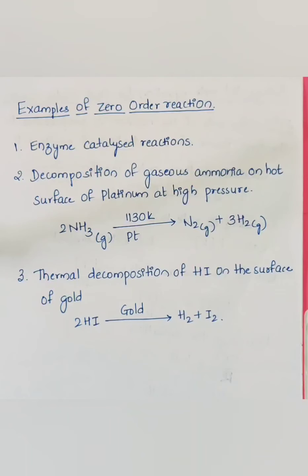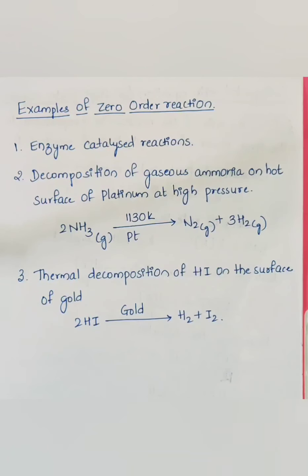Some examples of zero order reactions are enzyme catalyzed reactions. So enzyme catalyzed reactions are said to be of zero order. Second example, you can take the decomposition of gaseous ammonia on the surface of hot platinum at high pressure. We all know that decomposition of ammonia will give you gaseous nitrogen and gaseous hydrogen. So this is also an example of zero order reaction.